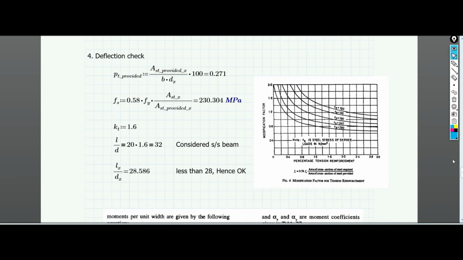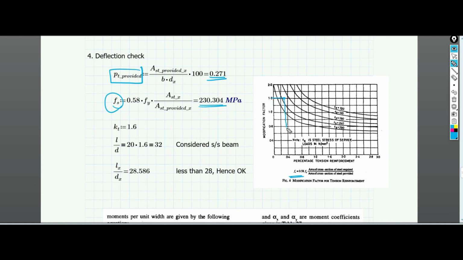Now check for deflection. For the deflection check, we will be only taking the reinforcement in the x direction. So PT provided in the x direction is around 0.271%, and Fs we need to find out here, which comes out to be around 230. And from this we can suppose this is 240 and this is for 190. So 230 will be somewhere here.